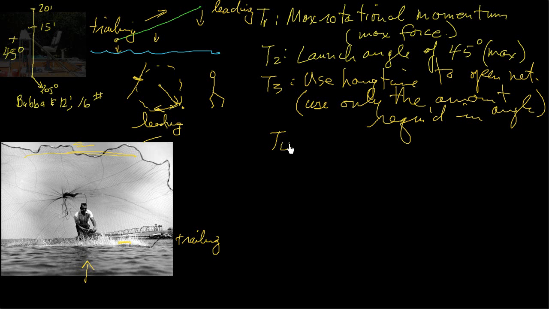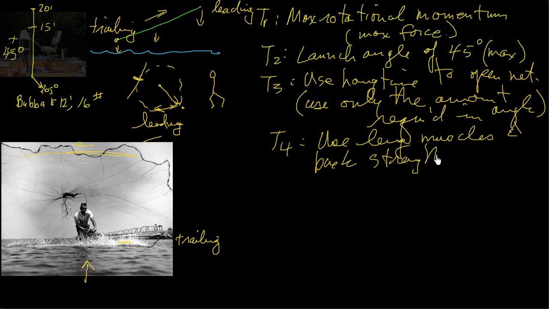So we could say for technique number 4 is to use the leg muscles. And the back is kept straight and vertical. You never bend over. It may look cool, but that's something you want to avoid at all costs.